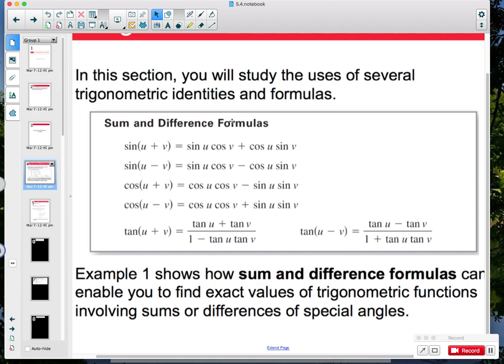The first formula is the sine of the sum. The second formula is the sine of the difference. The third one is the cosine of the sum. The fourth, the cosine of the difference. Fifth, the tangent of the sum. And sixth, the tangent of the difference.